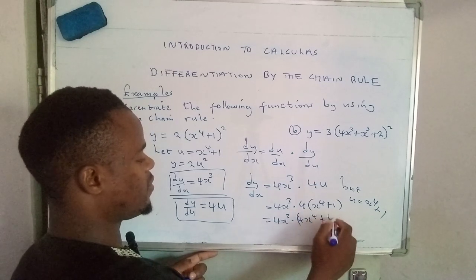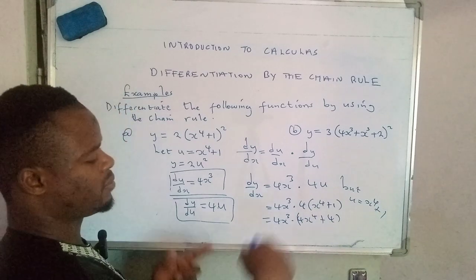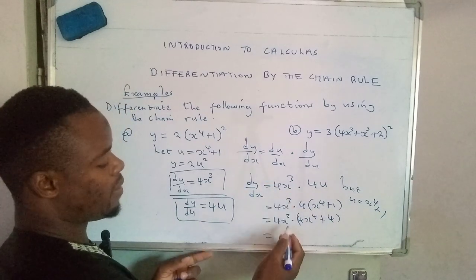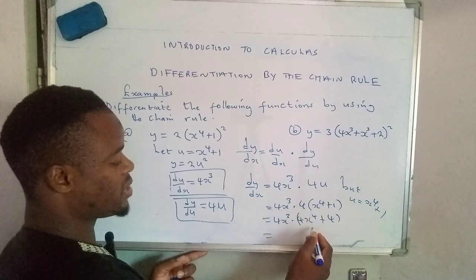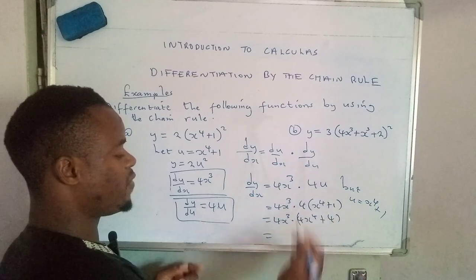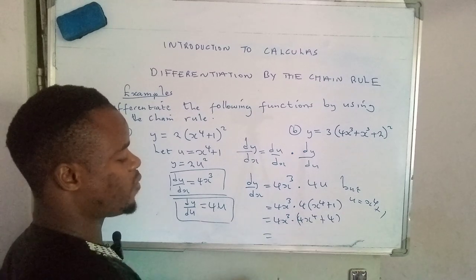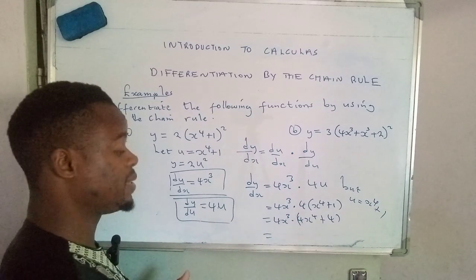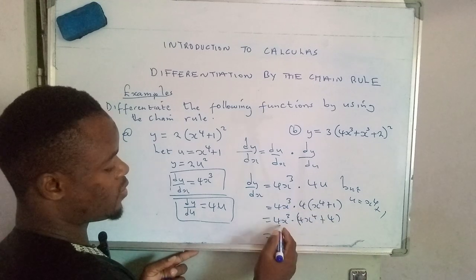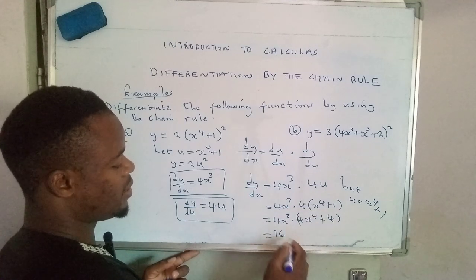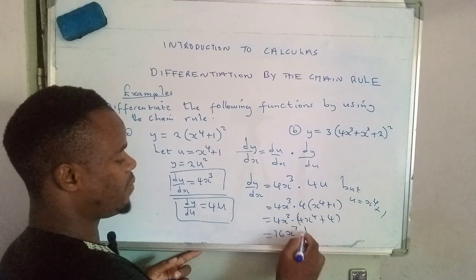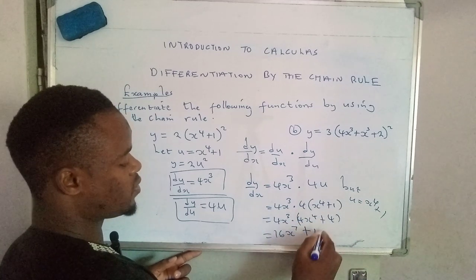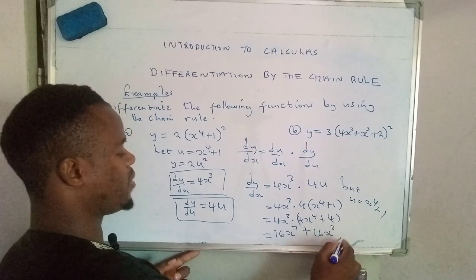plus 4. We can now expand everything by multiplying what's on the outside by what's on the inside. So 4x raised to the power 3 times 4x raised to the power 4. If the bases are the same, what you need to do is to simply add the powers. So 4 times 4, that's 16. Then x, 3 plus 4, that's a 7. And plus 4 times 4, that will be 16x raised to the power 3.